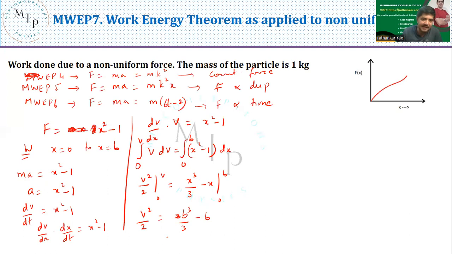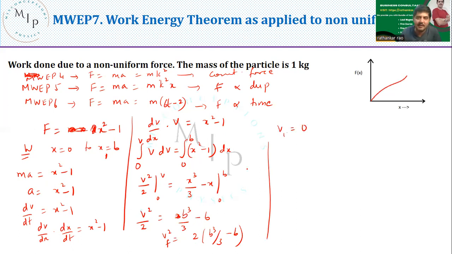Thus I can now write v square is equal to 2 times b cube by 3 minus b. Now what is this v square? V square is the velocity at x equal to b, which is your final velocity. So I can write this as v final square equal to so much. What is my initial velocity square? Vi. What is Vi? Vi is 0 because it started from rest.